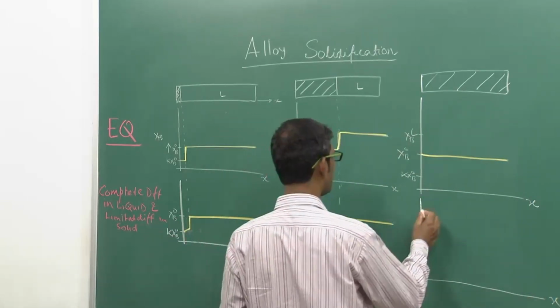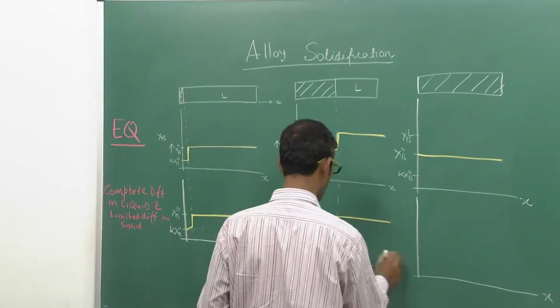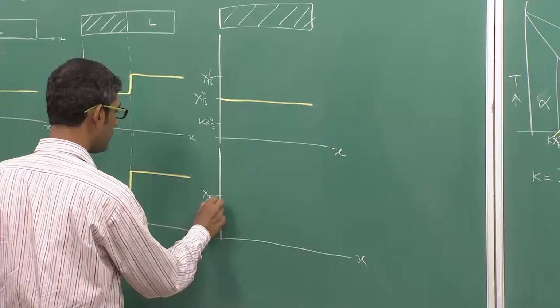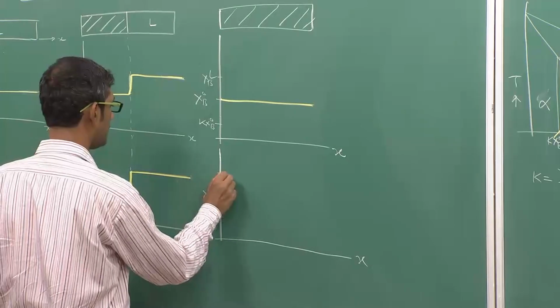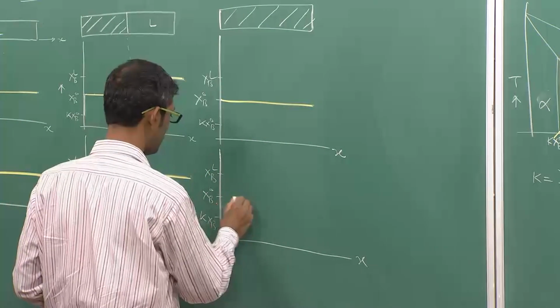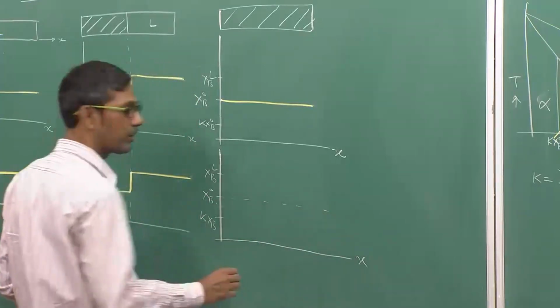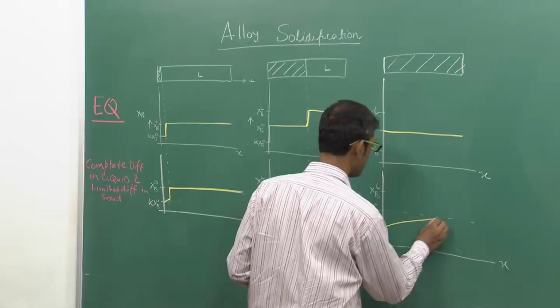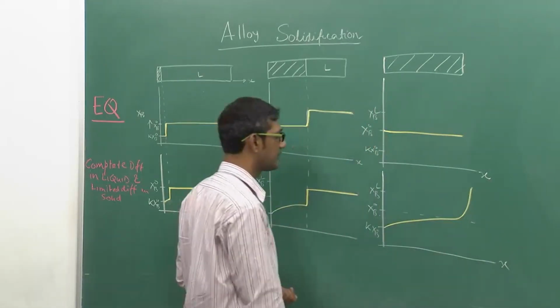When it is completely solidified, again Kxp0, point Xb0, Xbl, okay, and I am just drawing a dotted line across the Xp0. So what will happen? This will be like this.